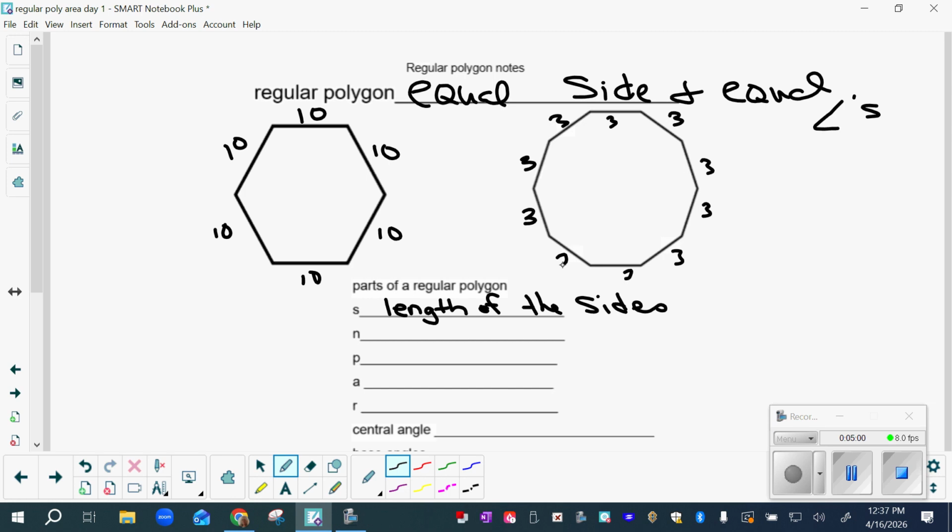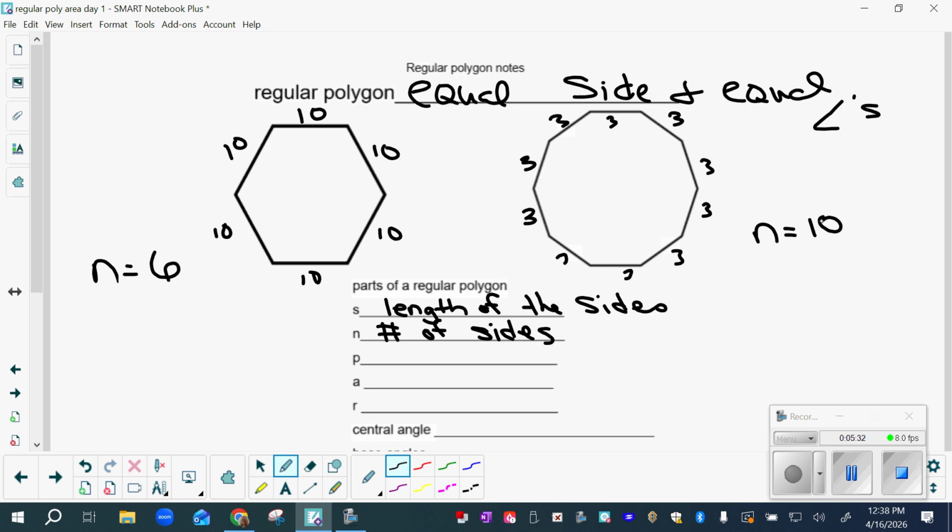Next number is n. And you know what n stands for? The number of sides. So on that dude, the n would be 6. You just count them. And on this dude, the n would be 10. Now you're thinking, Miss T, why are you making a deal out of this? Because it gets a little weird in a minute.